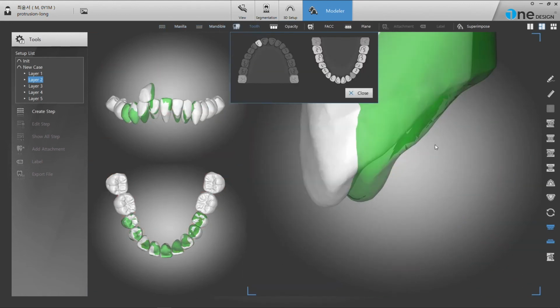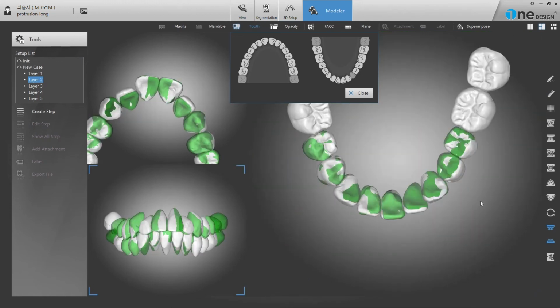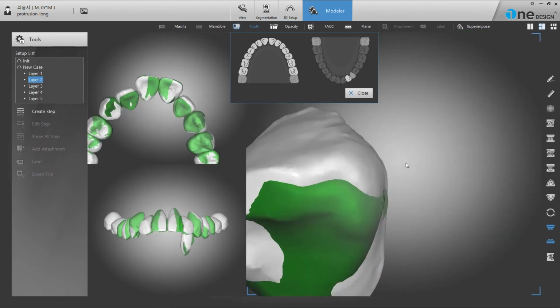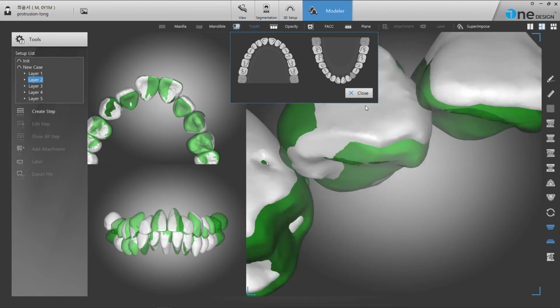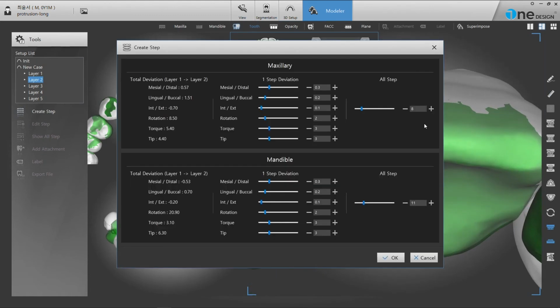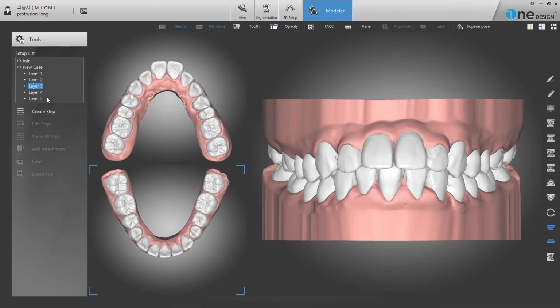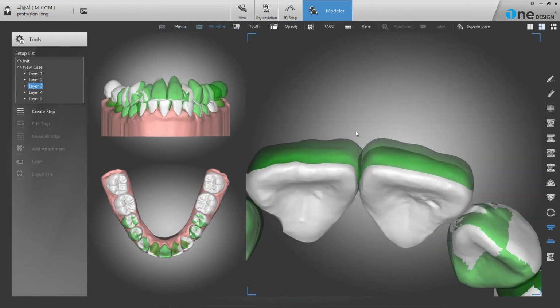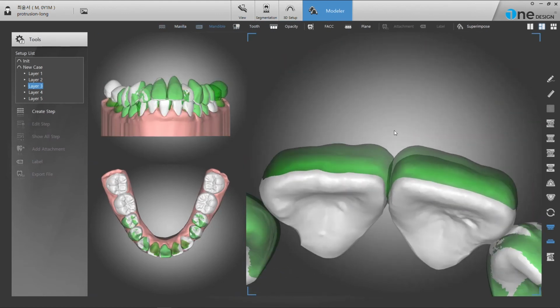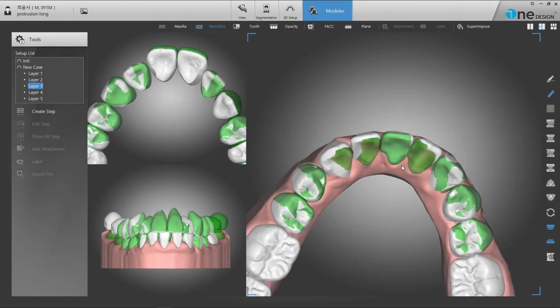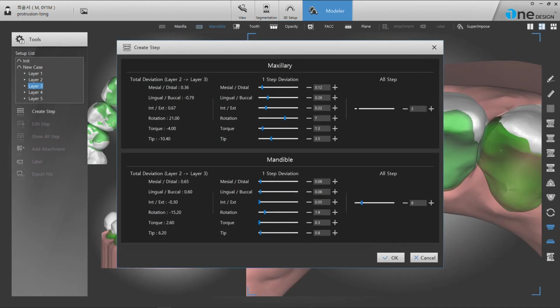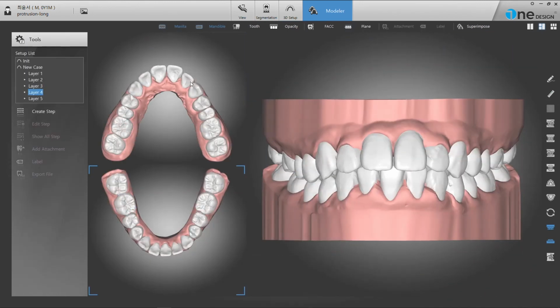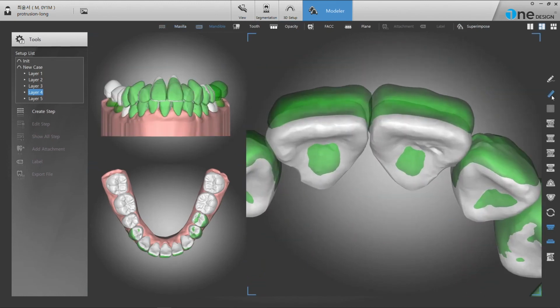In layer 2, tooth number 12 and 32 are the teeth that have moved the most. Divide the steps based on this. In layer 3, tooth number 21 and 31 are the teeth that have moved the most. Divide the steps based on this.